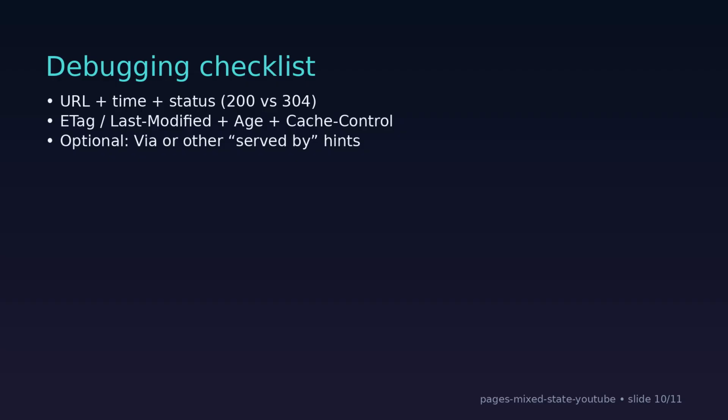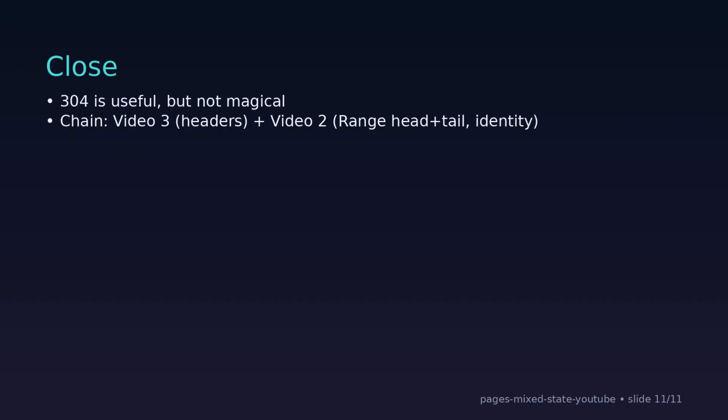304 is useful. Just treat it as evidence about a specific validator, not a global guarantee. For a safer workflow, chain this with reading headers in video 3 and range head plus tail with Accept-Encoding: identity in video 2.